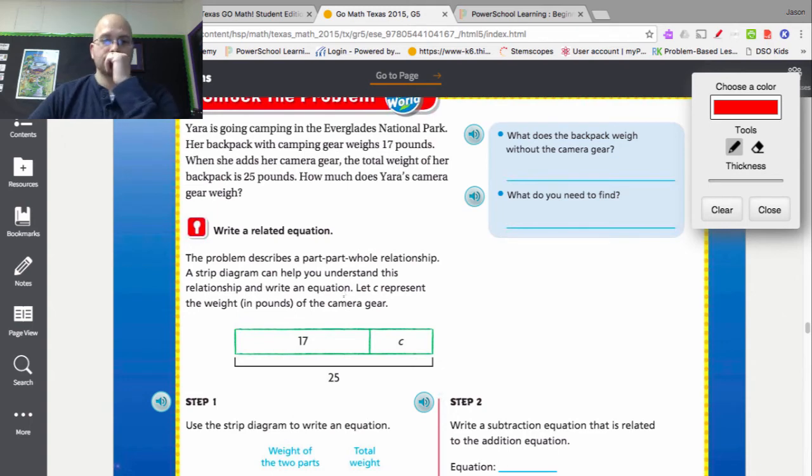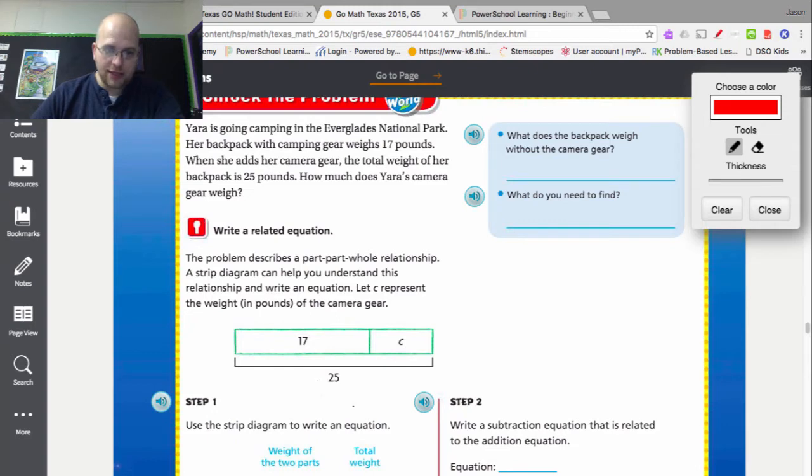First, this is what you're used to seeing in a strip diagram. You have one part plus another part equals a whole. Now, normally when you see this, if they give you the whole and one part, you're supposed to find the other part and then you would subtract to do it, right? But not this time. This time we want to write an addition equation.